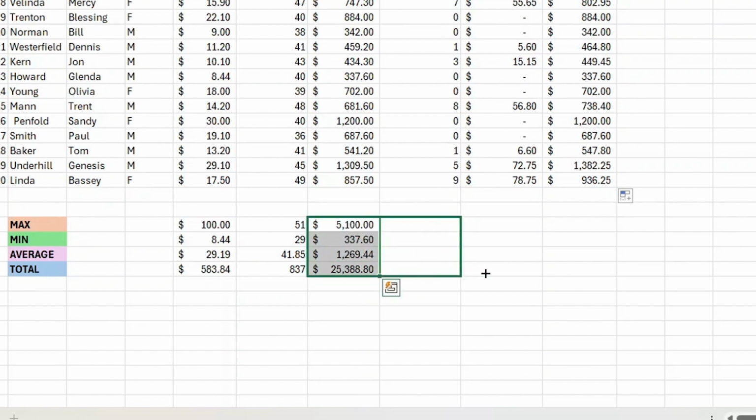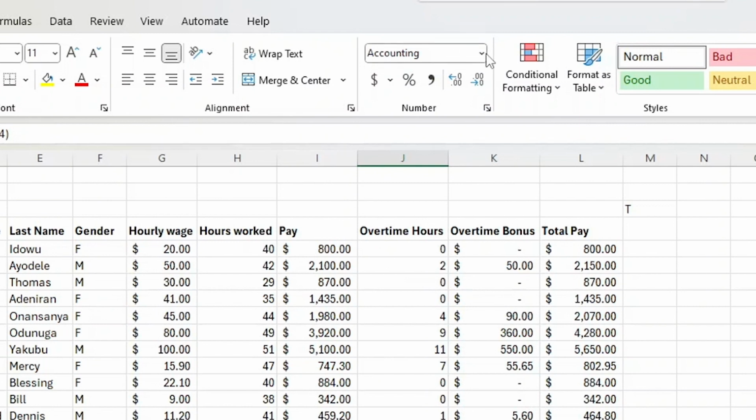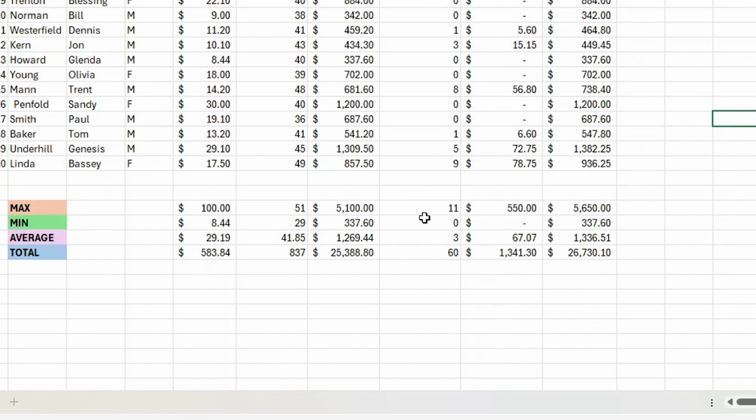So having calculated the overtime hours, overtime bonus, total pay, now let's highlight this and self-fill our maximum, minimum, average, and total. Yes, you can see it, we've self-filled it. But remember, overtime hours is not in $ sign, so the usual thing to do is just highlight, go here and put it in general. You can see, so the maximum overtime hours that we have here is 11, the minimum is 0, the average is 3. Do you understand? Then the total is 60.